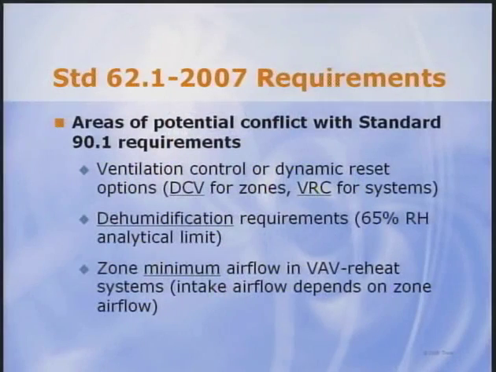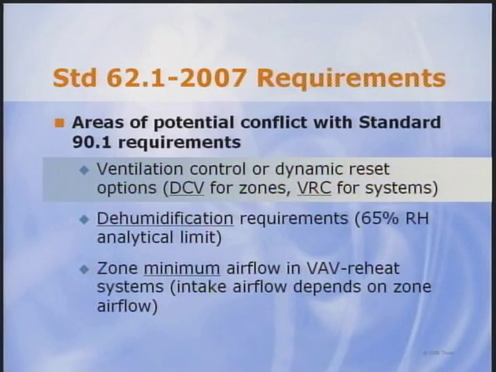Standard 62.1 includes many requirements related to proper ventilation. Standard 90.1 covers energy-related requirements. Among all the requirements in both standards, a few may seem to conflict. The three areas mentioned most relate to part load ventilation control, dehumidification, and minimum primary airflow settings on VAV boxes.